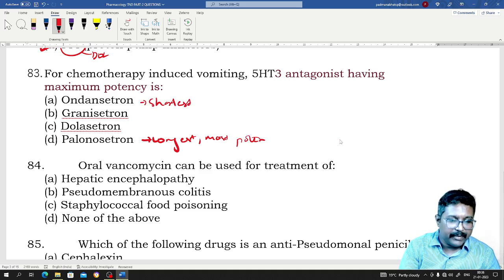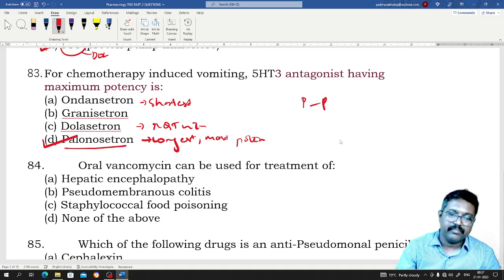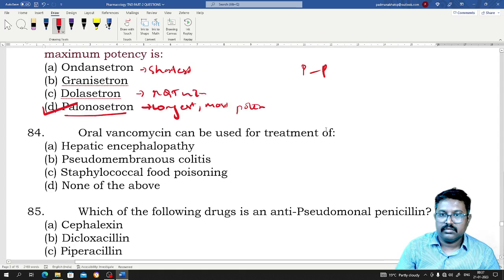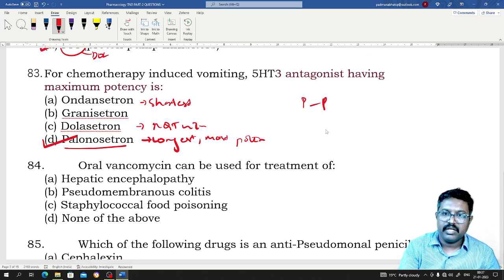action, and dolasetron, it prolongs the QT interval. So the longest as well as most potent is the palonosetron. P for P, we can remember. So P for P. One more drug where we remember the most potent statin is, it is your pitavastatin. Again here in case of 5-HT3 antagonist, the maximum potency is seen with the palonosetron.